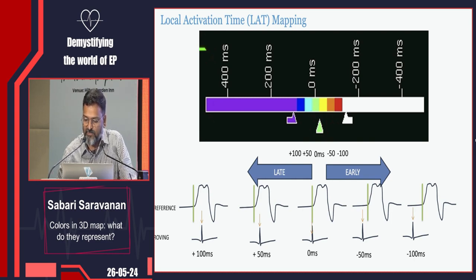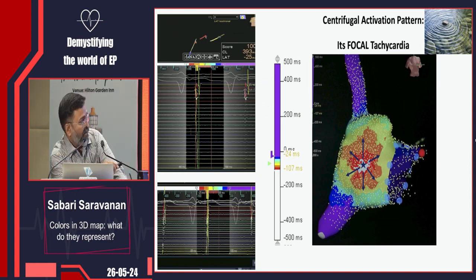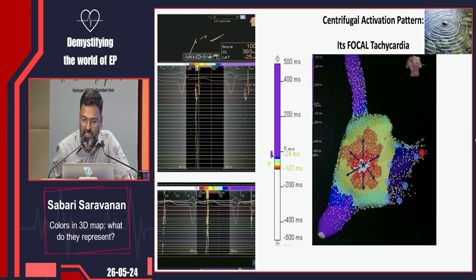Whatever inputs we are providing to the system, it is going to assign the colors accordingly with respect to the reference we are going to map. As I told, on this screen you are moving the catheter to different locations, and you have taken the atrial electrogram as a reference. We are moving the catheter to different locations and annotating the points, taking the activation points.